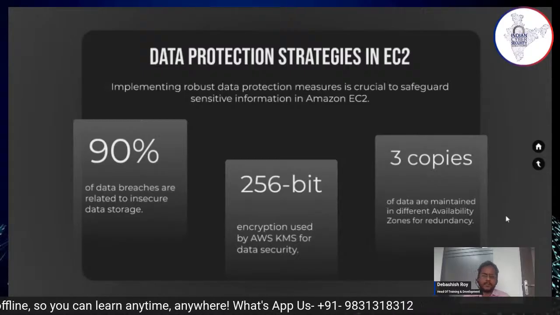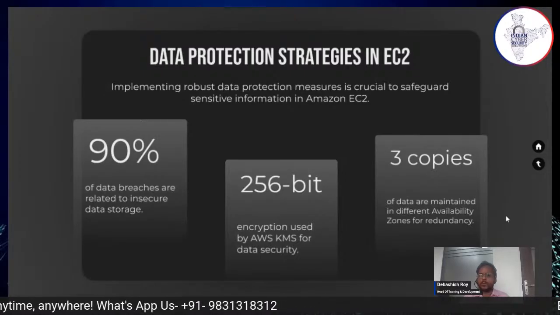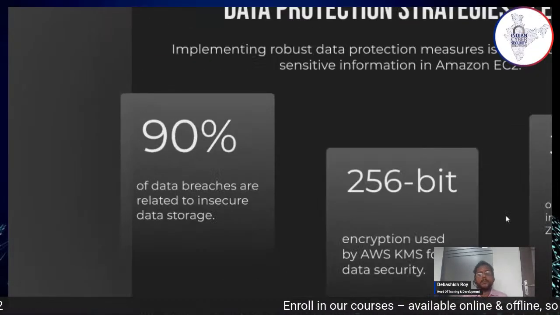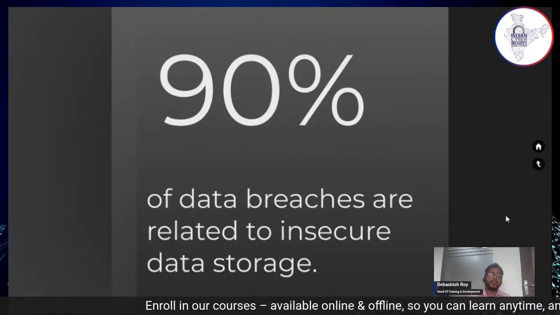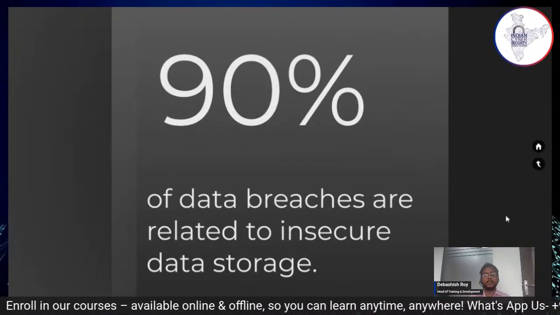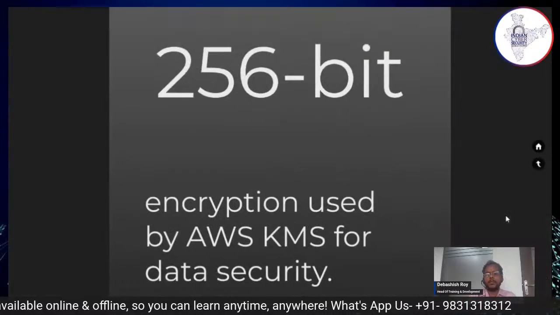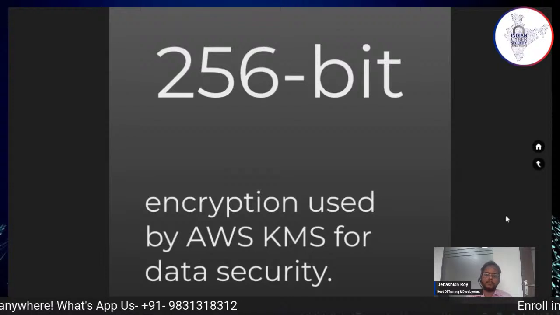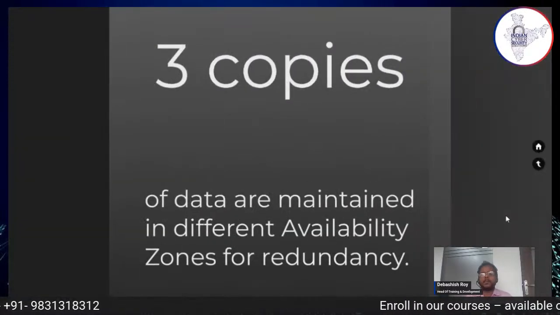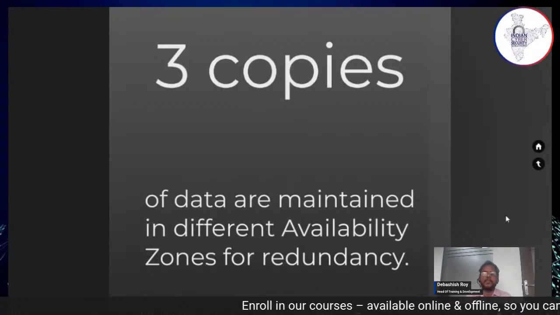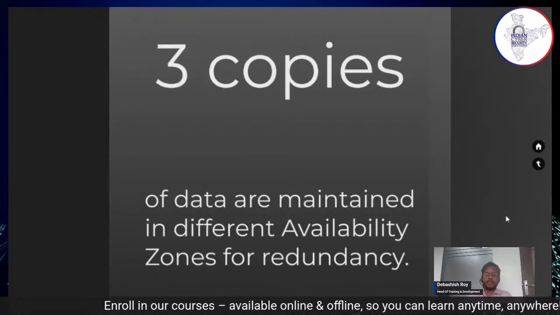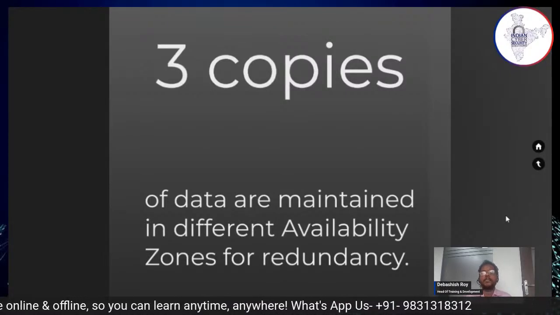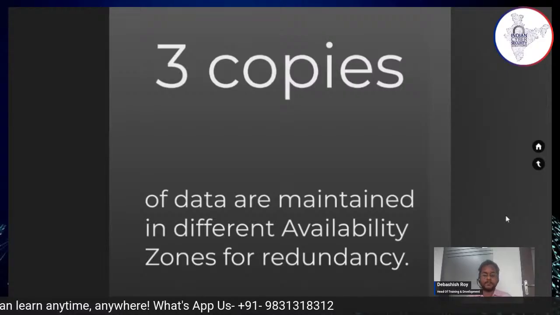Now, what are the data protection strategies in EC2? You have to implement robust data protection measures, and it is crucial to safeguard sensitive information in Amazon EC2. Like 90% of data breaches are related to insecure data storage, so you have to make sure that data storage is secure. Also, 256-bit encryption is used by AWS KMS for data security. Now, 3 copies of data are maintained in different availability zones for redundancy. So if you launch an instance, do not think that the copy of the instance database is maintained in only one AZ. No, for redundancy, it is maintained in different AZs, 3 AZs.